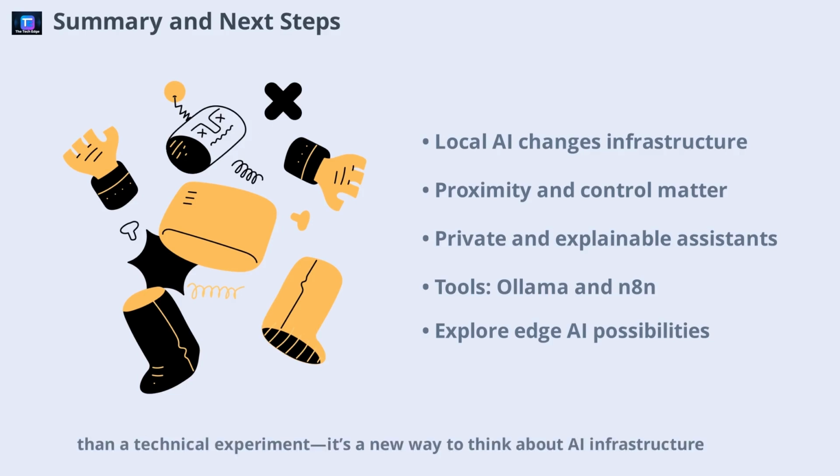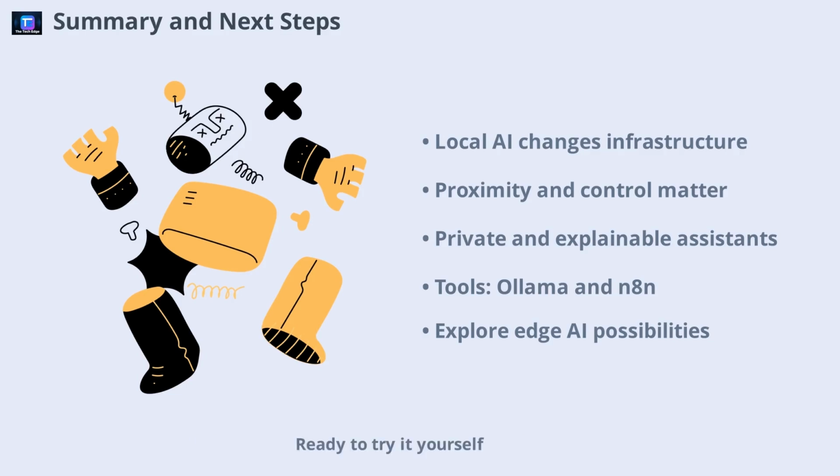It's a new way to think about AI infrastructure. You don't need massive scale for every intelligent system. Sometimes, what matters most is proximity, simplicity, and control. With tools like Ollama and N8N, you can build private, reliable, and explainable AI assistants that fit right on your desk. Whether you're automating your home, managing sensitive data, or just exploring new possibilities, local LLMs on edge devices open up a world of opportunity. Ready to try it yourself?